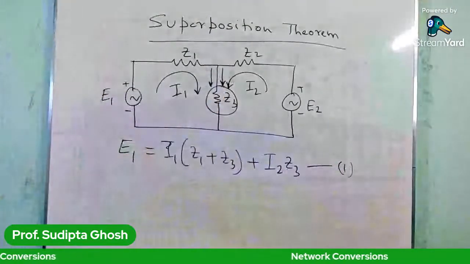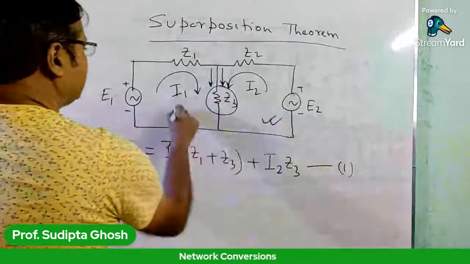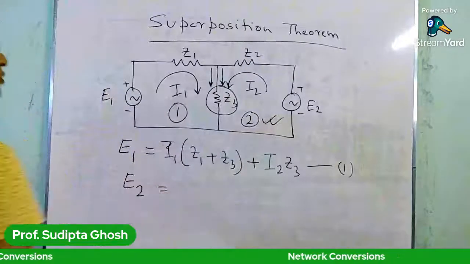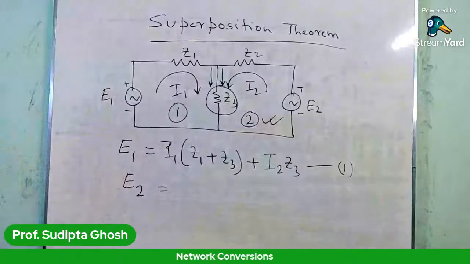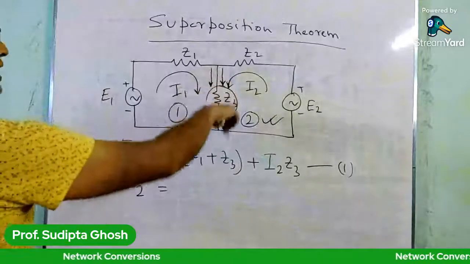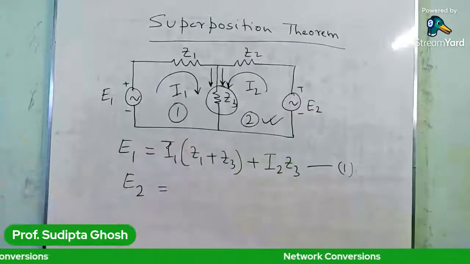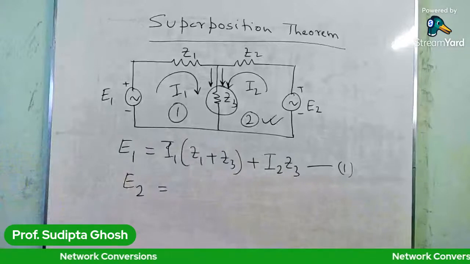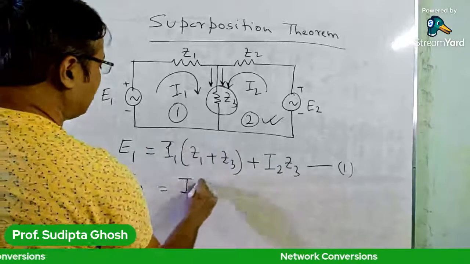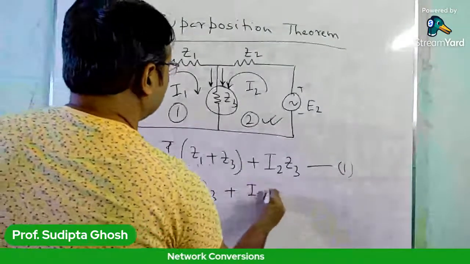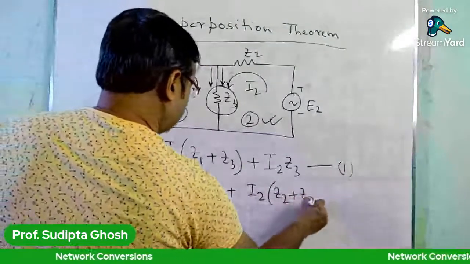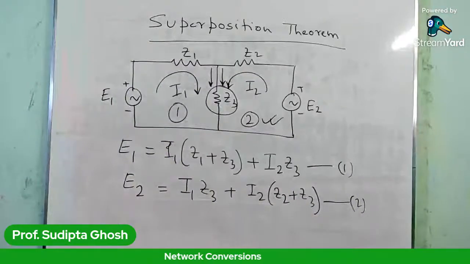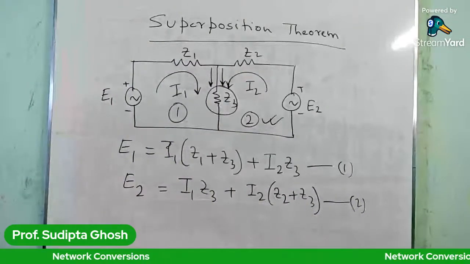Now writing the second mesh equation, for mesh 2. The equation should be E2 equals, again, the I1 component first, I1 Z3, as the direction of I1 is the same for Z3, plus I2 into Z2 plus Z3. So these are the two mesh equations for this particular network. Okay.